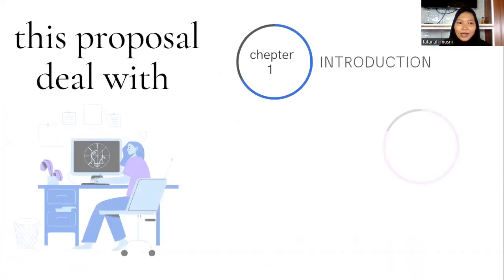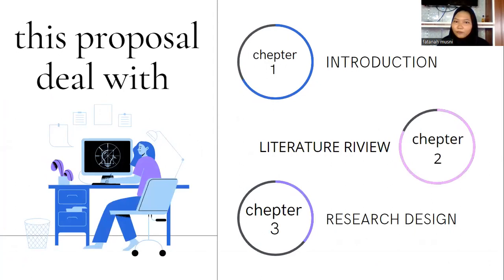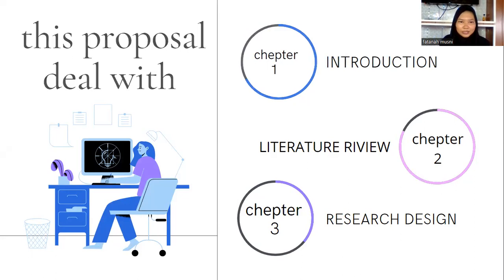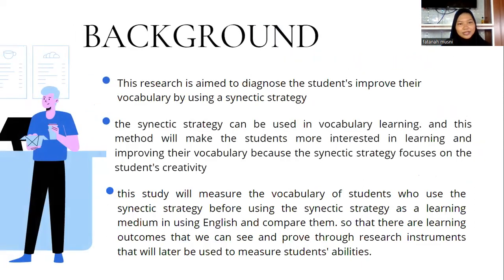Next slide. This proposal deals with chapter 1, introduction. Introduction is covered by background, previous study, problem statement, and research objective. Then chapter 2 is covered by literature review and conceptual framework. And then chapter 3, research design, covered by variables and their operational definition, population and sample, research instrument, and the last is technique of data analysis.